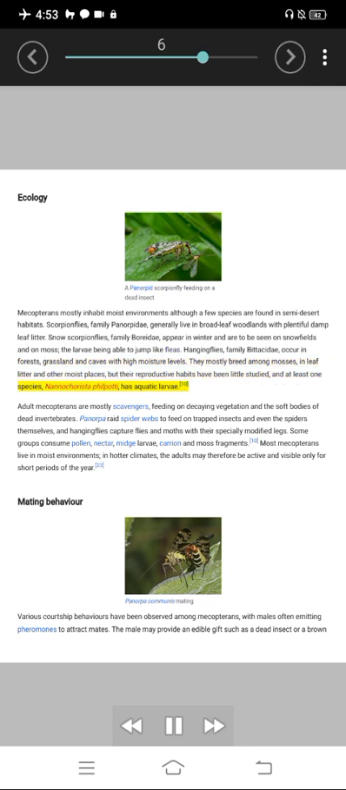10. Adult Mecopterans are mostly scavengers, feeding on decaying vegetation and the soft bodies of dead invertebrates. Panorpa raids spider webs to feed on trapped insects and even the spiders themselves, and hanging flies capture flies and moths with their specially modified legs. Some groups consume pollen.